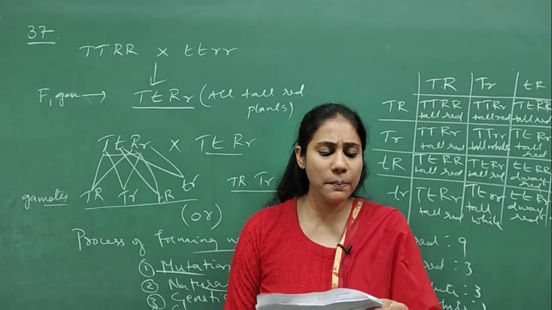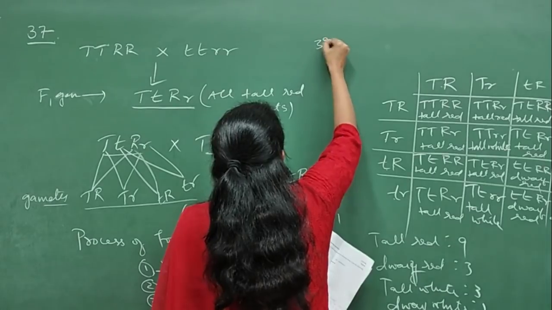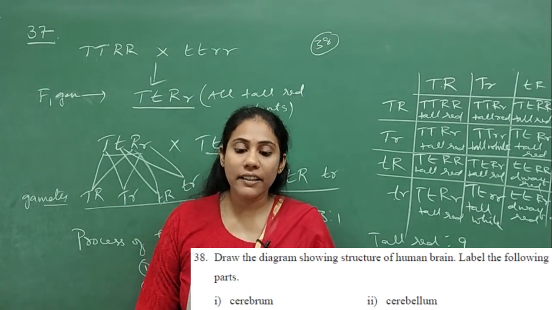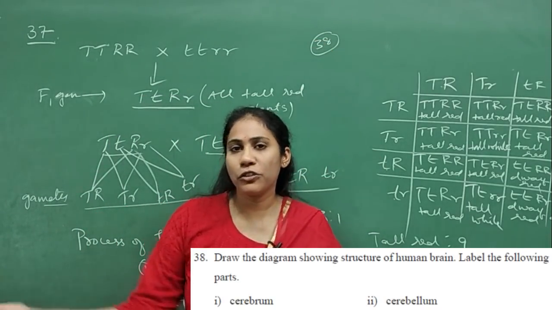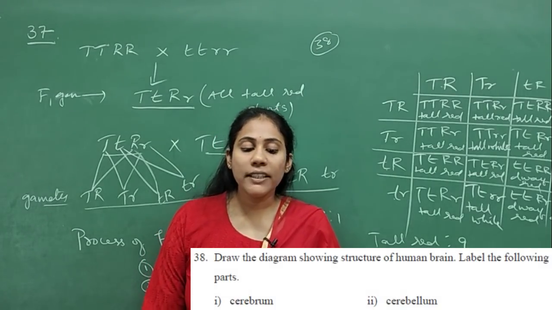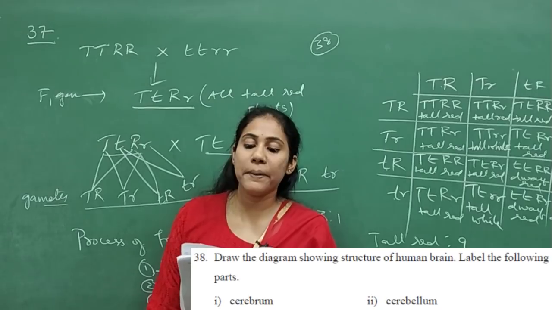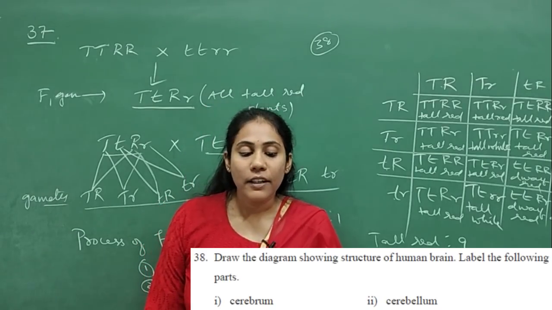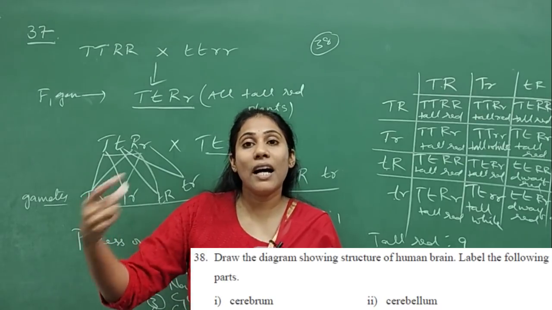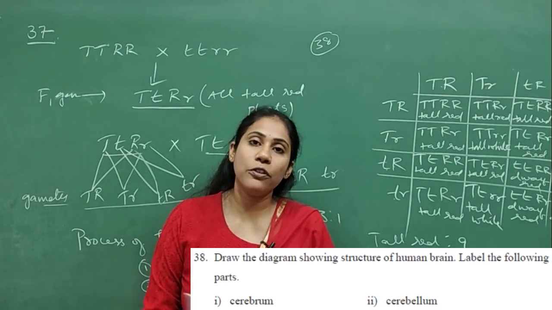Coming to the last main, that is the 16th main, 38th question. This is completely a 4 mark question, which is on a diagram from control and coordination. So the most expected question is the human brain. They asked you to draw the diagram showing the structure of the human brain and label the following parts, cerebrum and cerebellum. Clear? So the human brain diagram is very, very important. Not only that, different parts and their functions can also be asked sometimes. So you have to be very careful with the diagrams.